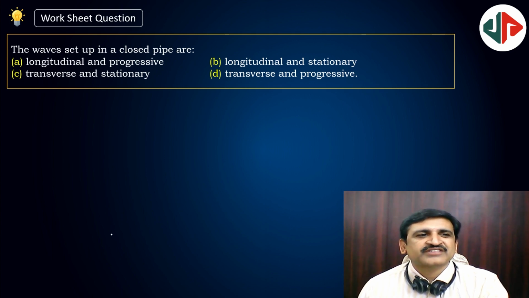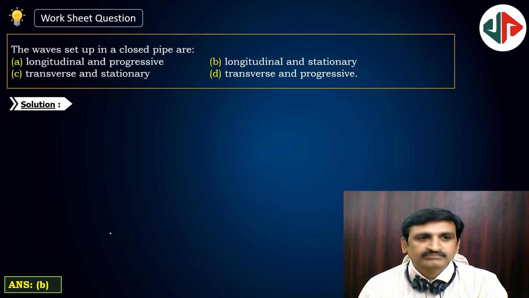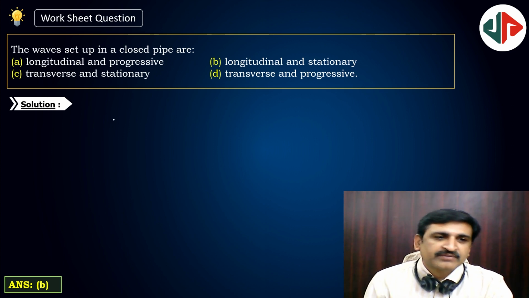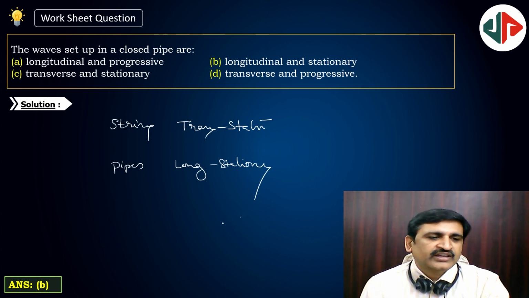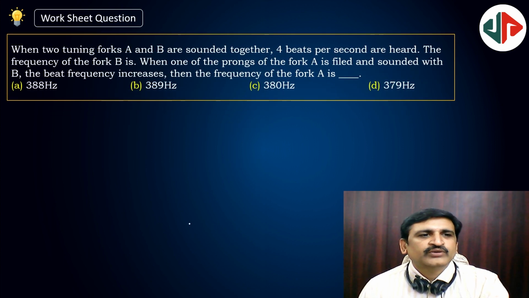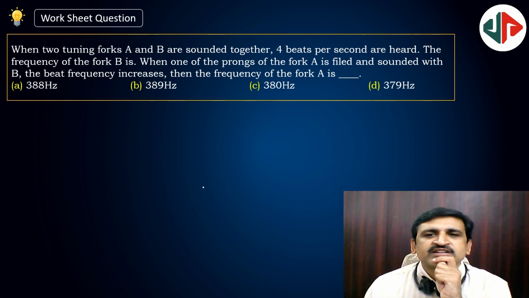The wave set up in a closed pipe is a stationary wave, and longitudinal. Actually, they are sound waves. Sound waves means yes, they are longitudinal stationary waves. So B option. But on strings, transverse stationary waves. Strings transverse stationary, pipes longitudinal stationary. May I write? Strings transverse stationary and pipes longitudinal stationary.